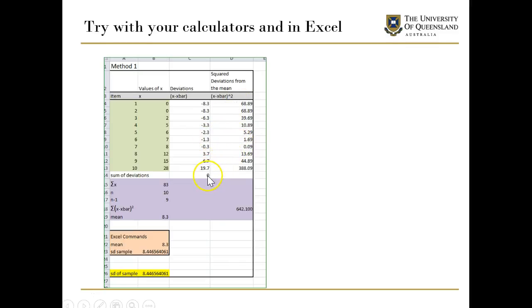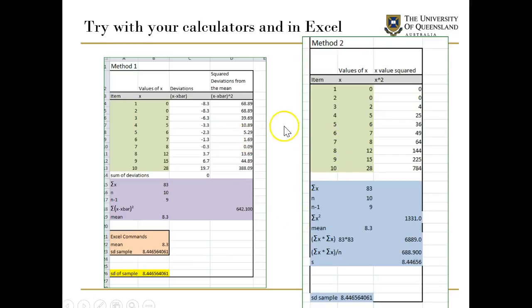And that means instead of adding to 0, if we add up these, which is down here, sigma of x minus x bar all squared, that's our value. So that's our sum of x minus x bar squared. And then to get the variance, you divide that by n minus 1. And then to get the sample standard deviation, you take the square root of that.